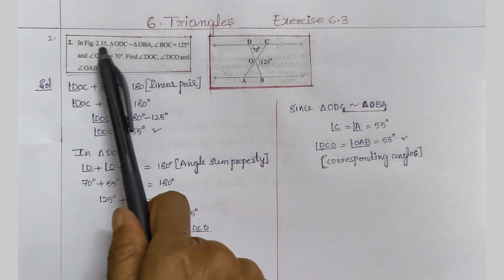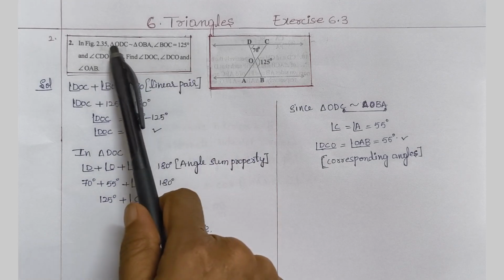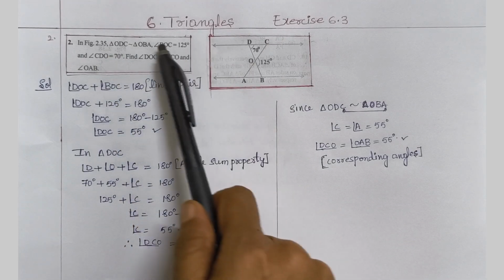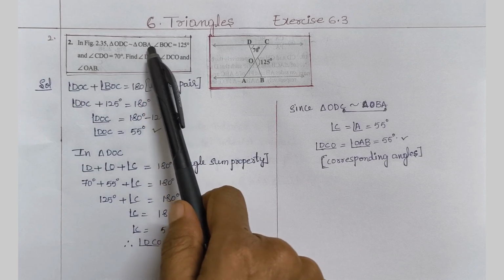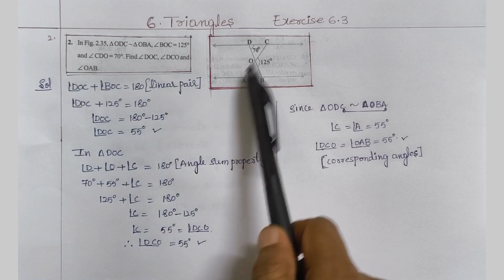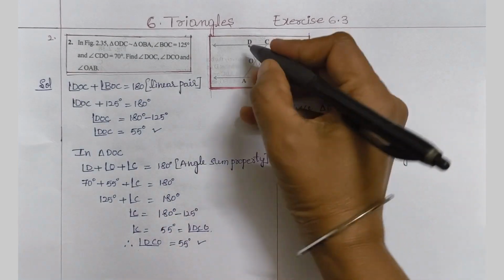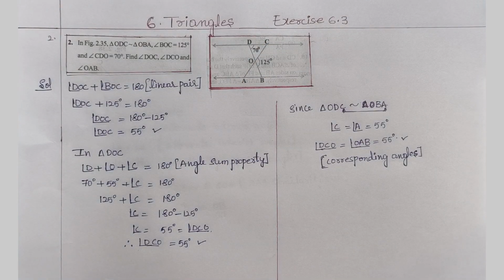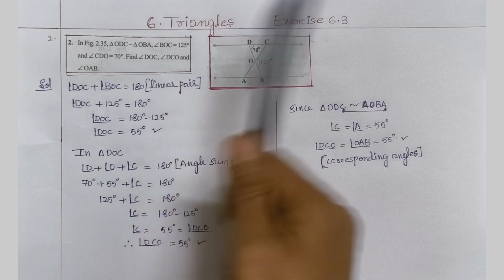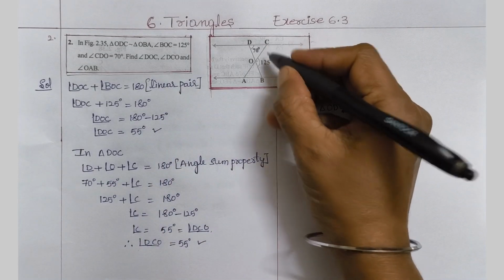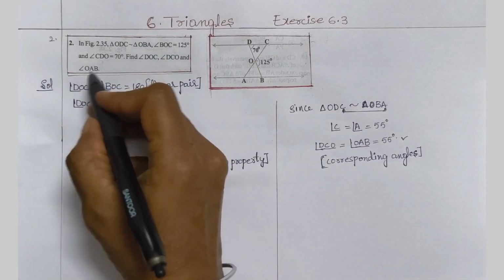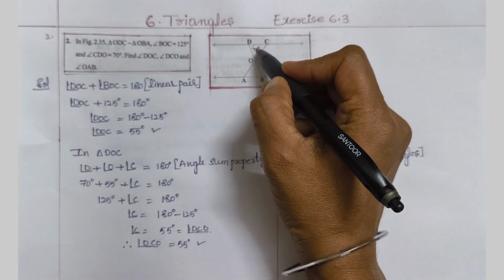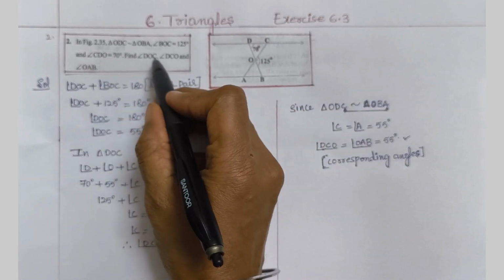Today we will do class 10, 6th lesson, Triangles, exercise 6.3, second question. See here, in the figure, triangle ODC is similar to triangle OBA. So both are similar triangles. It is also given that angle BOC is 125 degrees and angle CDO is 70 degrees. Now we have to find angle DOC.